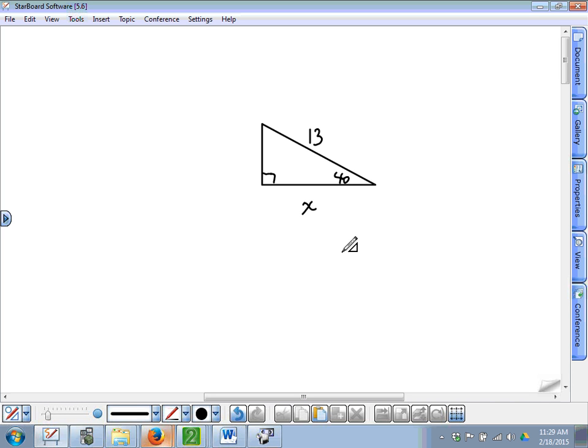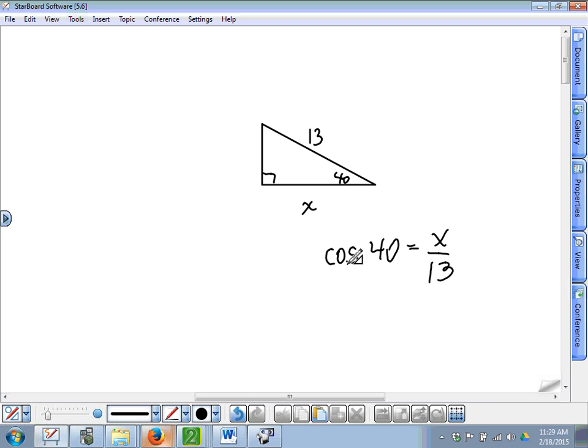Now, why won't this work? Why is that incorrect? What's the definition of sine? Opposite over hypotenuse. We don't have the opposite length. We have the adjacent, so that has to be cosine.